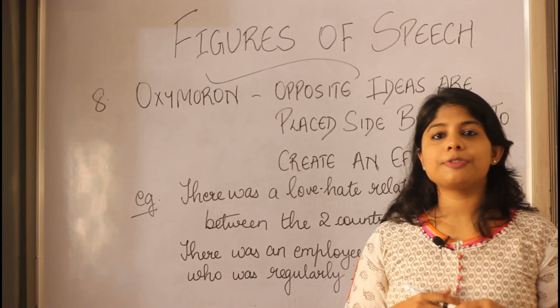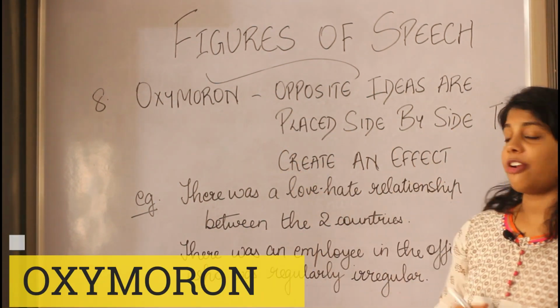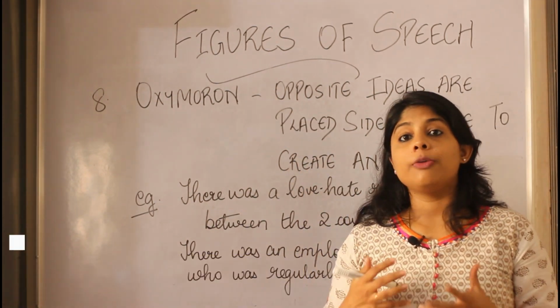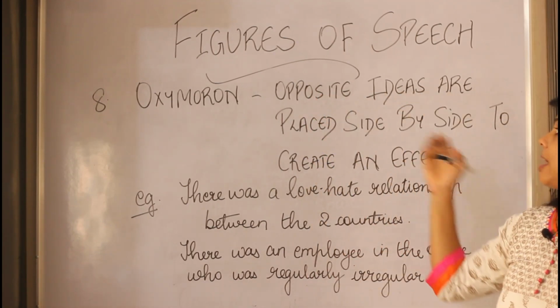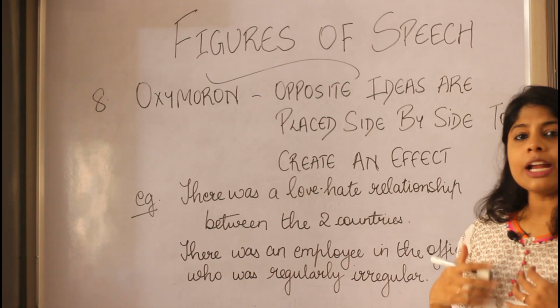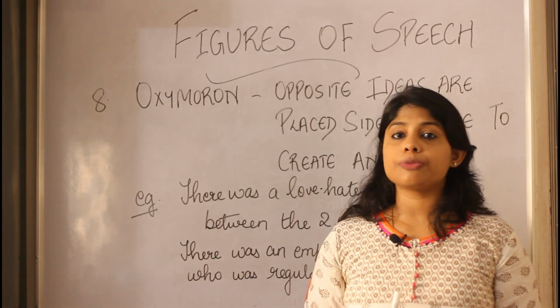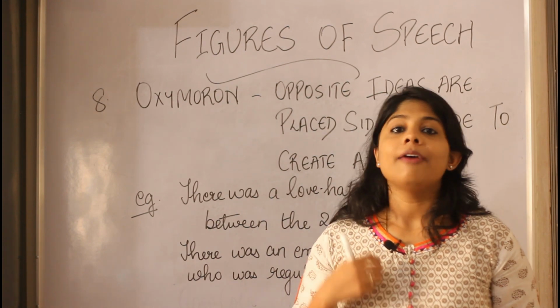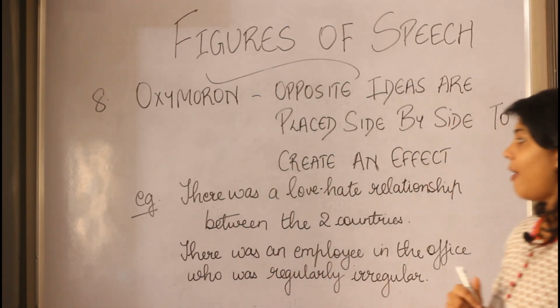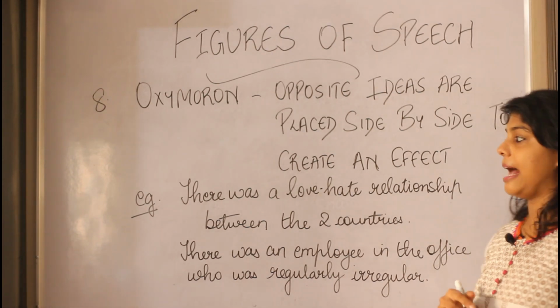The last figure of speech for today is the oxymoron. An oxymoron is a figure of speech in which two opposite ideas are placed side by side to create an effect. It is used to bring an element of drama, or at times an element of sarcasm when in speech. Let us understand this figure of speech better with the help of an example.